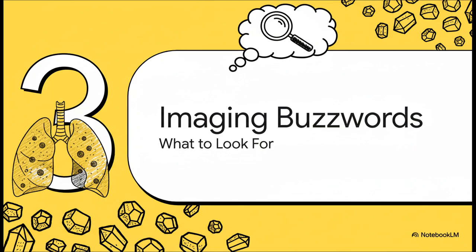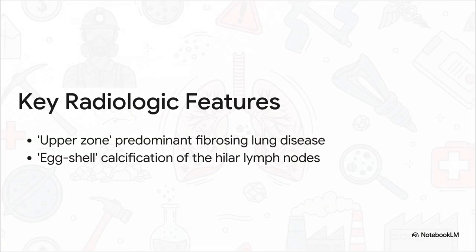Okay, so we know what's happening inside the lungs. Now let's see what it looks like on imaging. For your exam, recognizing the classic radiological buzzwords for silicosis is absolutely critical. There are two features you really need to burn into your memory. First, silicosis is an upper zone predominant disease. That means the fibrosis is worst at the top of the lungs, which is different from a lot of other interstitial lung diseases.